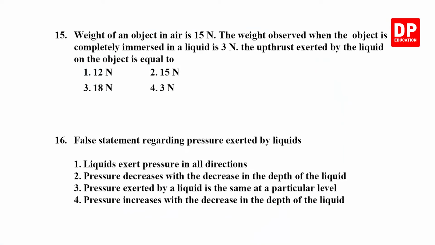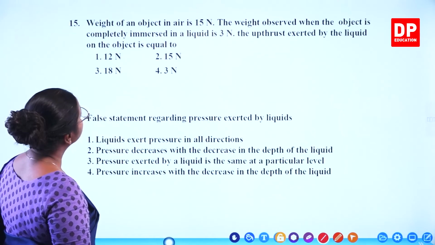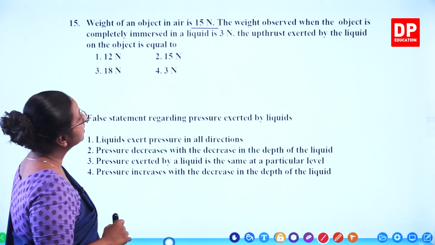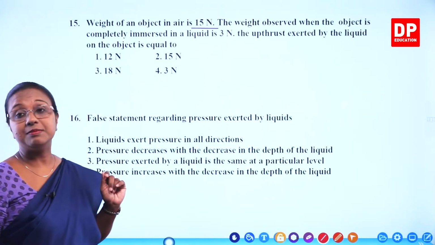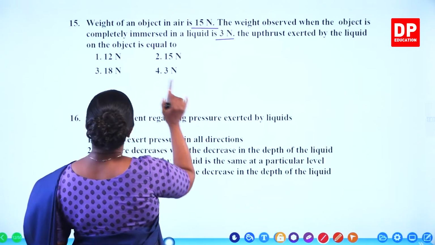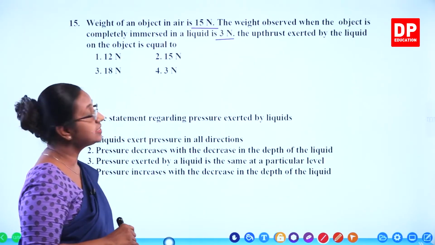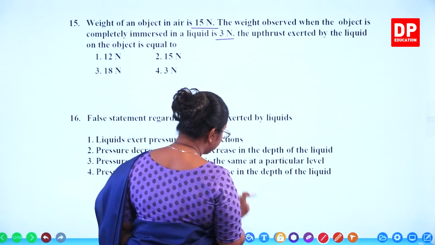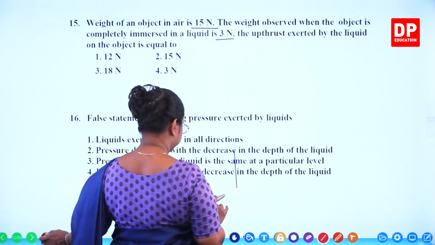Extra question 15. Weight of an object in air is 15 Newton. The weight observed when the object is completely immersed in a liquid is 3 Newton. The upthrust exerted by the liquid on the object is equal to. So, this is something that you are very familiar with, students.